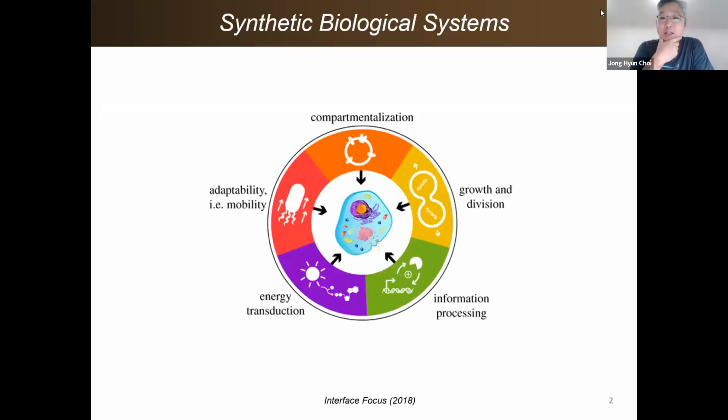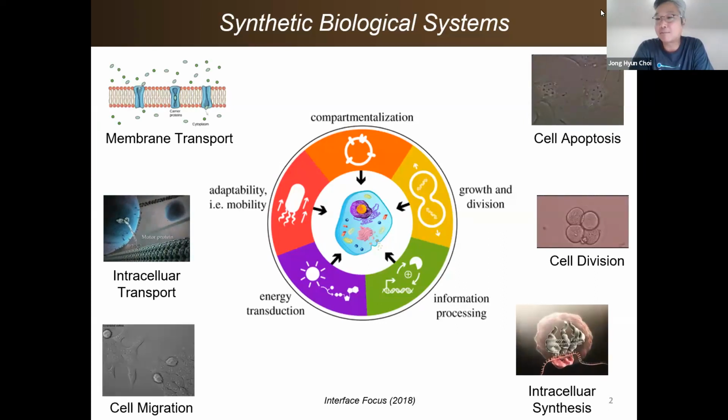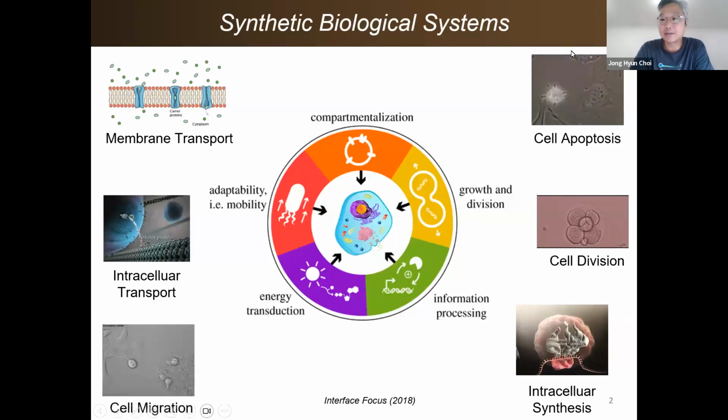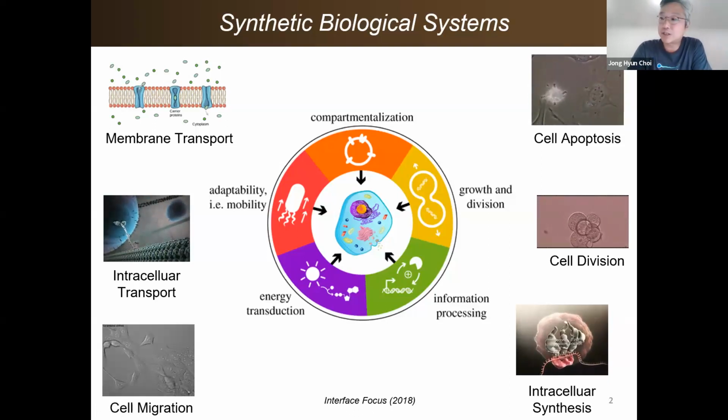As in this community, we are all obviously interested in building synthetic cells that can resemble the structure and function of natural cells, biological cells. The motivation is obviously to elucidate the origin of life, as well as to understand the complex behaviors of natural cells. For example, the synthesis of genetic molecules, cell division and growth, apoptosis, intracellular transport and signaling, and membrane transport using membrane proteins and things like that.